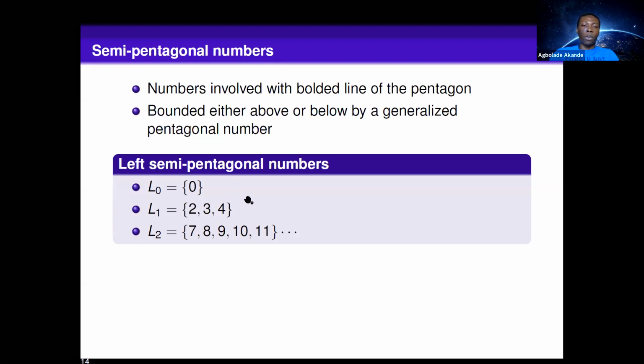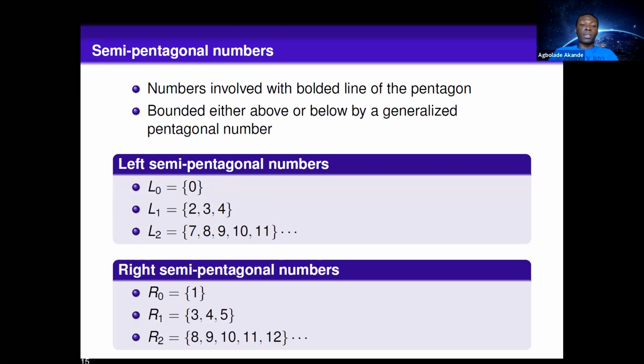So like 2, 3, 4, 5 is the next one, but 5 will not be in this. 12 is the next one, 12 will not be in this. 1 is the next one, 1 will not be in this. And then we have the right semi-pentagonal numbers, which is literally just shifting everything to the right. Having this 1 by 1, having this 3, 4, 5, having this 8, 9, 10, 11, and 12.